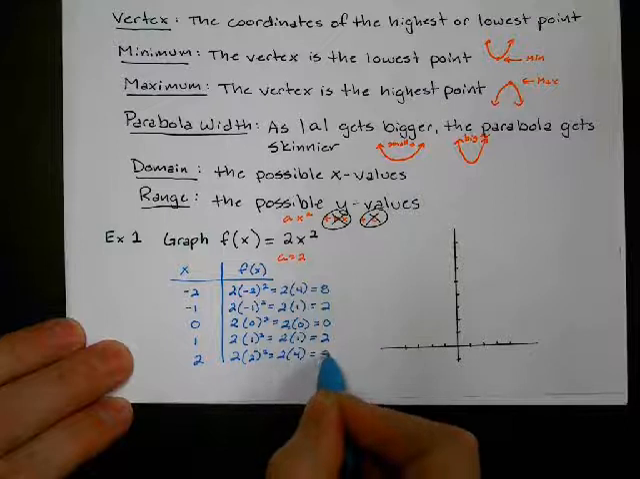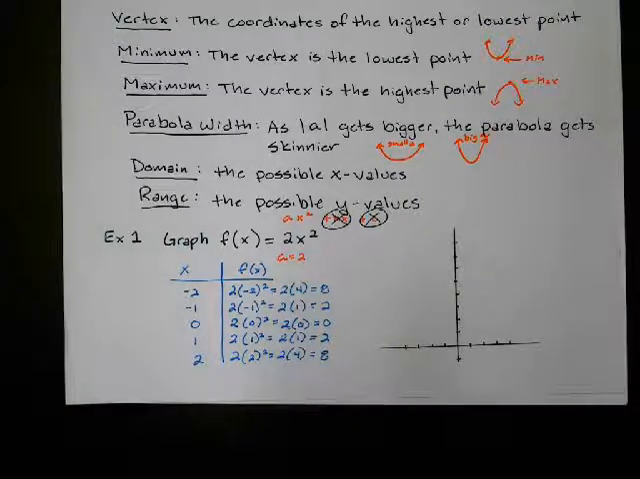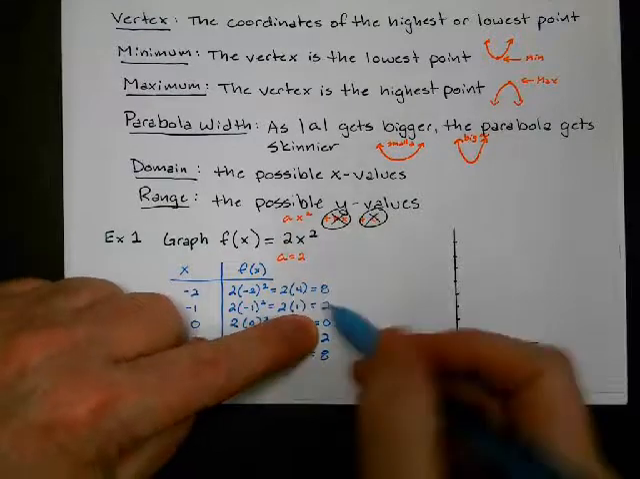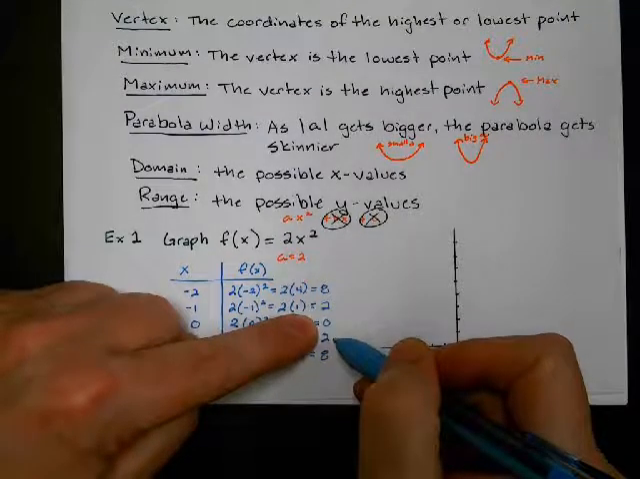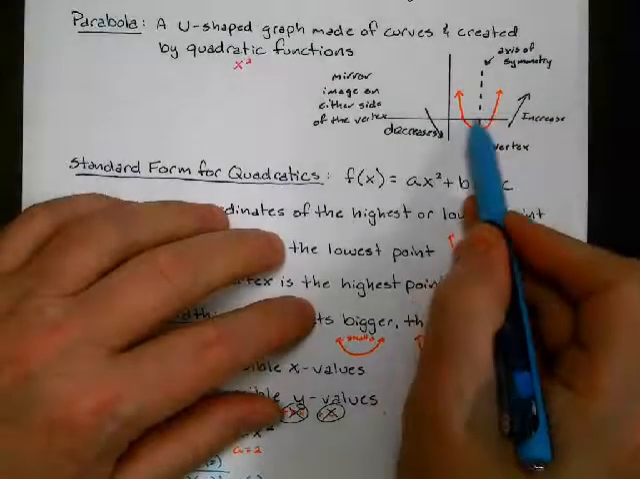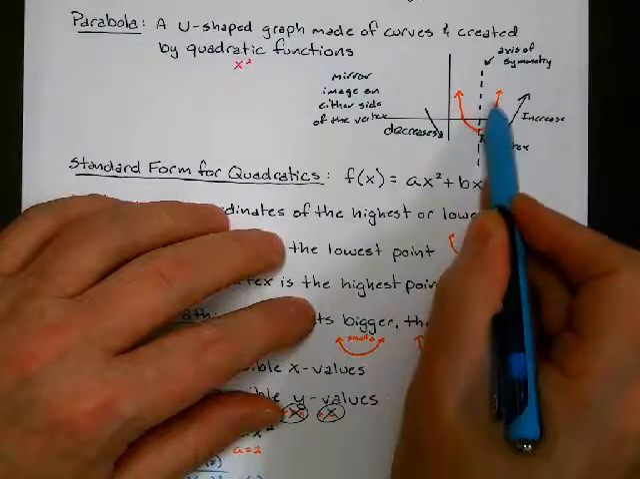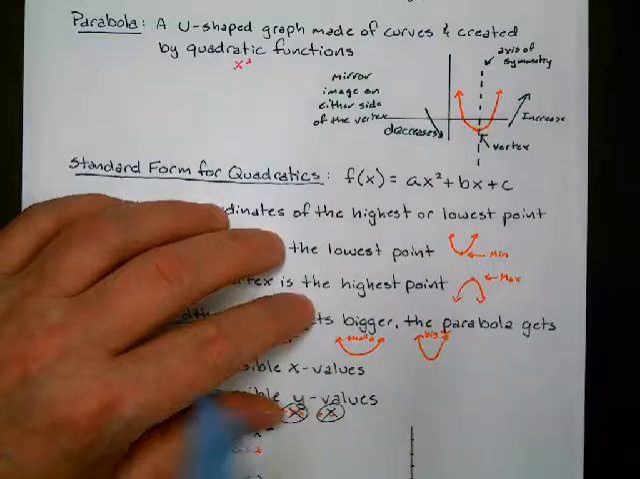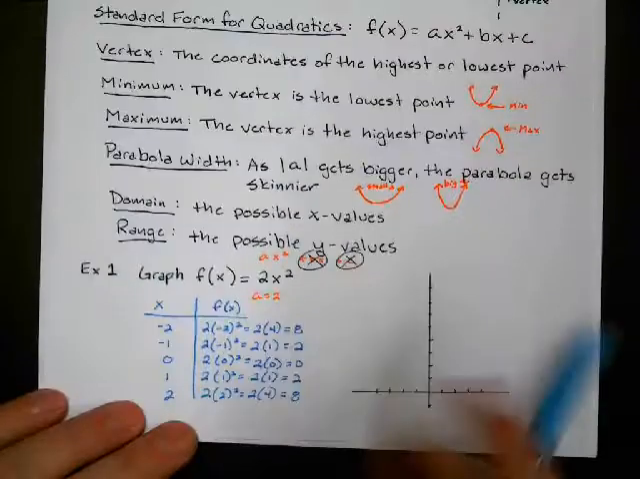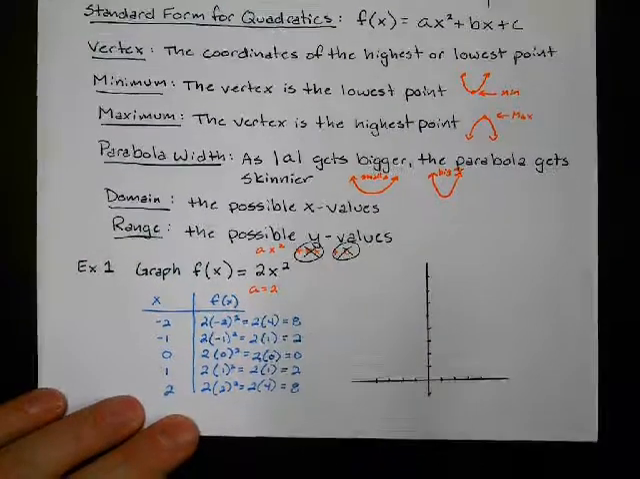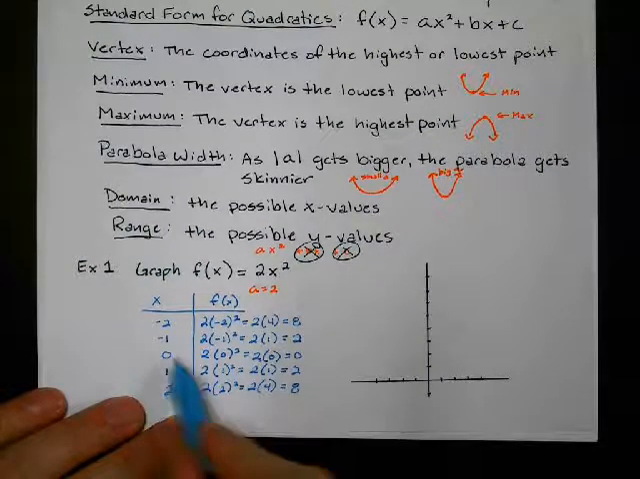Now notice what happened here. On either side of this 0, this number and this number are the same. And then this number and this one are the same. And it makes sense because they're mirror images. On either side of that axis of symmetry, they'll be exactly the same because they're mirror images. So we want to see the same number on either side because it's a mirror image. Okay, so 0, 0 is going to be our vertex.